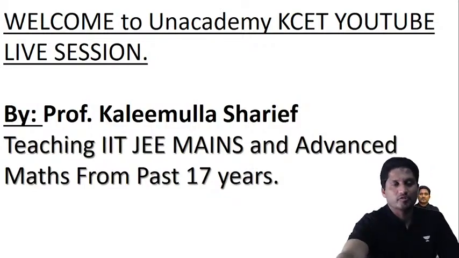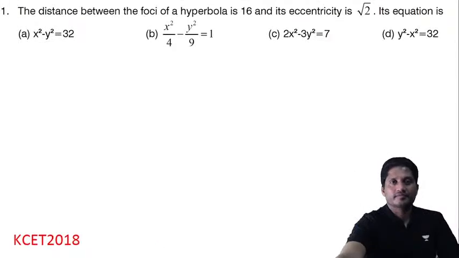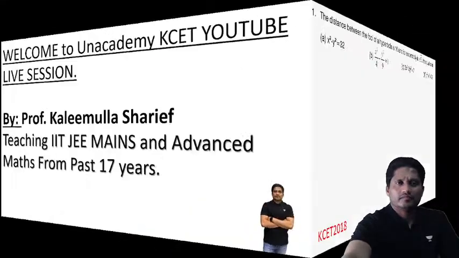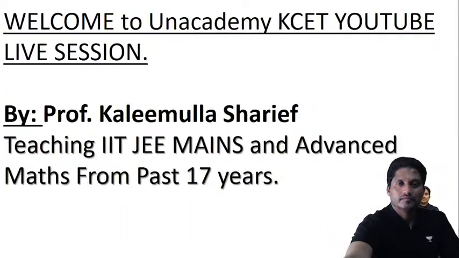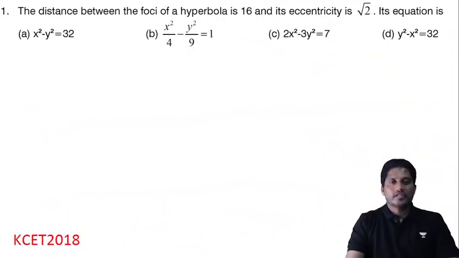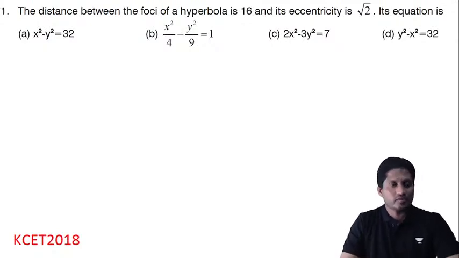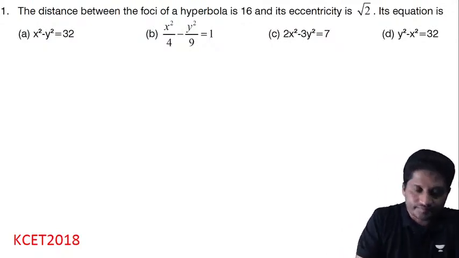Let us start with the KCET 2018 paper. The distance between the foci of the hyperbola is 16. The eccentricity is root 2. Then what will be the equation?